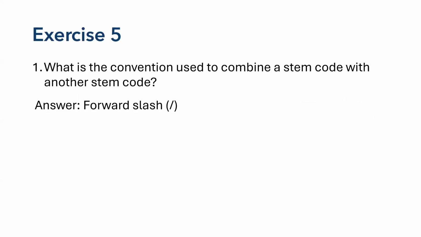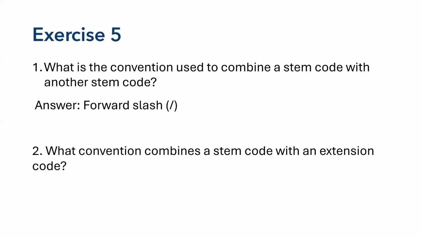Exercise number 5. What is the convention used to combine a stem code with another stem code? The convention is the slash. This is the separator used to combine two codes, a stem code with another stem code. What convention combines a stem code with an extension code? This is the ampersand. The separator, or the convention used to combine a stem code with an extension code, is the ampersand.